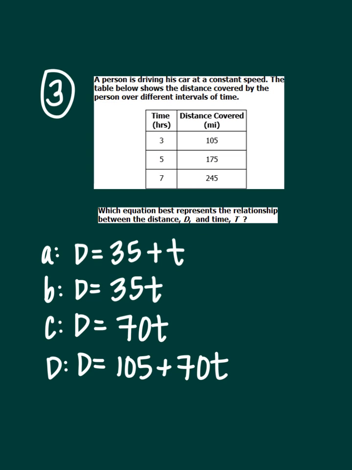Okay, number 3. A person is driving his car at a constant speed. What I'd recommend you do if you see a problem like this is look at the table and try to identify the pattern. So we have the table below showing the distance covered by the person over different intervals of time. So time, 3 hours would be 105 miles, 5 hours is 175 miles, 7 hours is 245 miles. Give the problem a try.